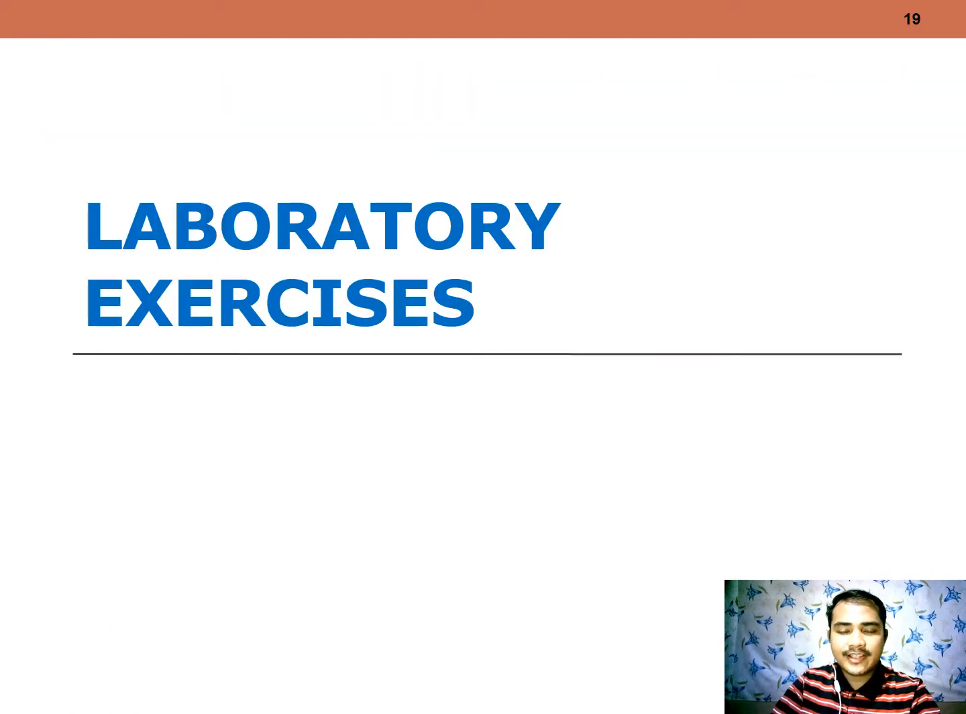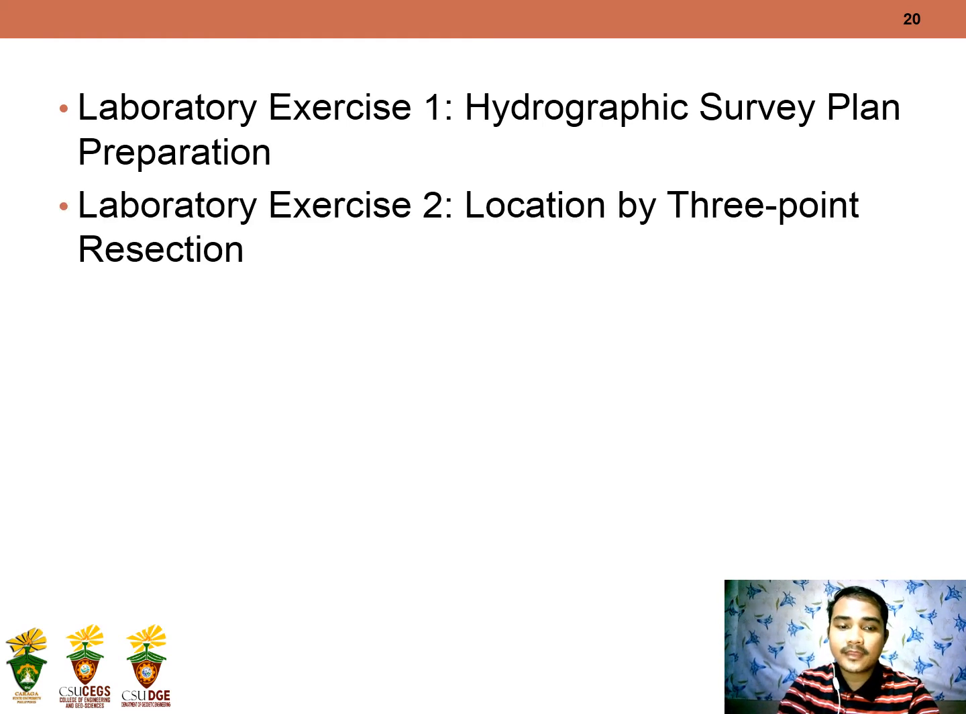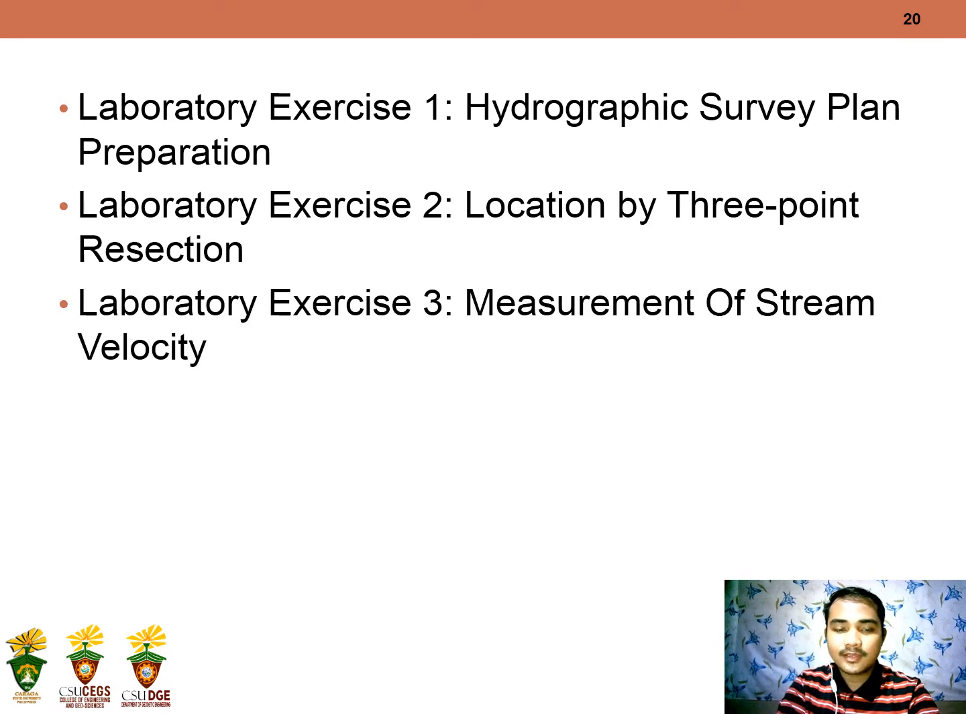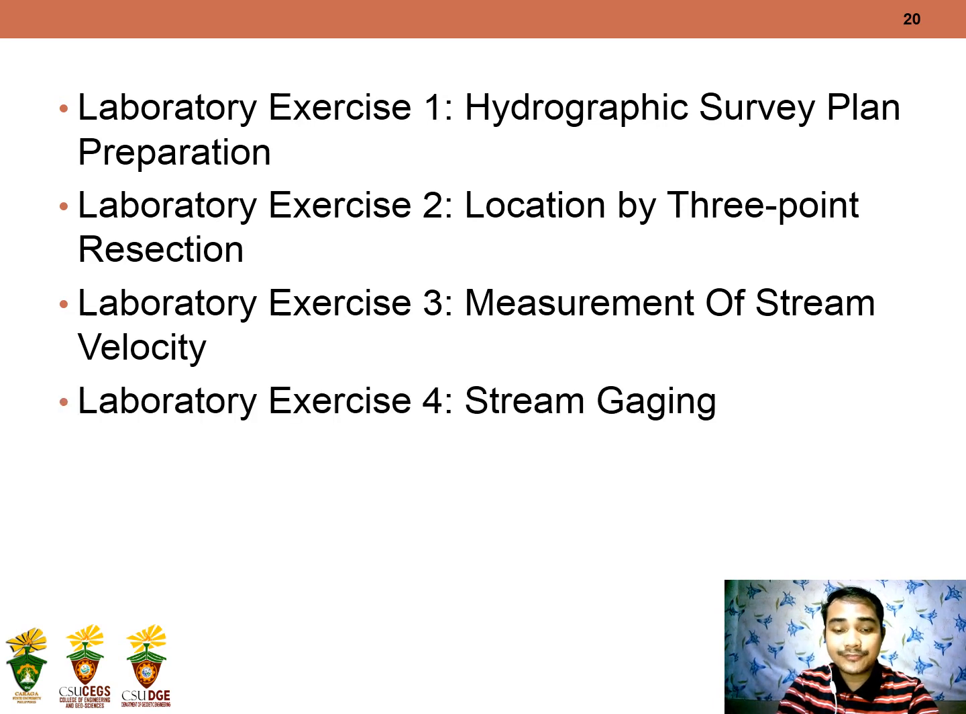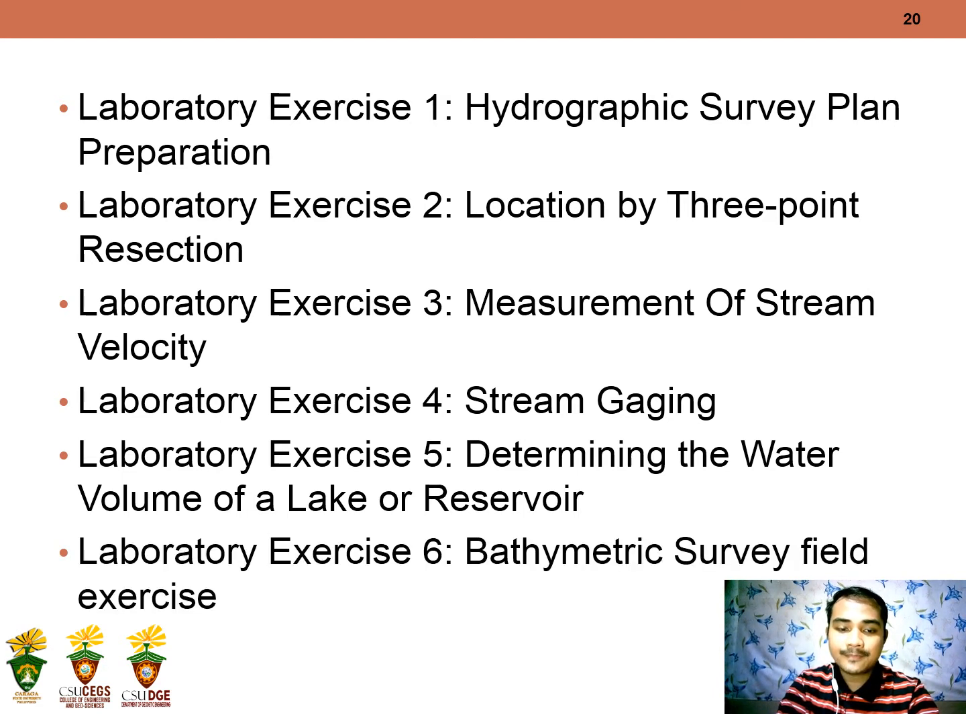Next is the laboratory exercises for this course. So we have 6 laboratory exercises for this course. Laboratory exercise 1 is all about hydrographic survey plan preparation. Laboratory exercise number 2, location by 3-point resection. Lab 3, the measurement of stream velocity. Laboratory number 4, stream gauging. Laboratory exercise number 5, determining the water volume of a lake or a reservoir. And lastly, laboratory exercise number 6, which is the bathymetric survey field exercise.